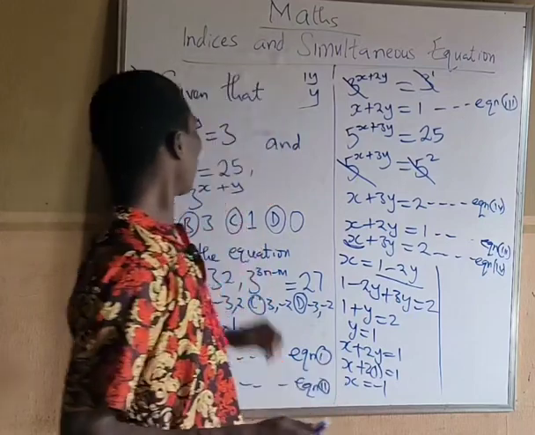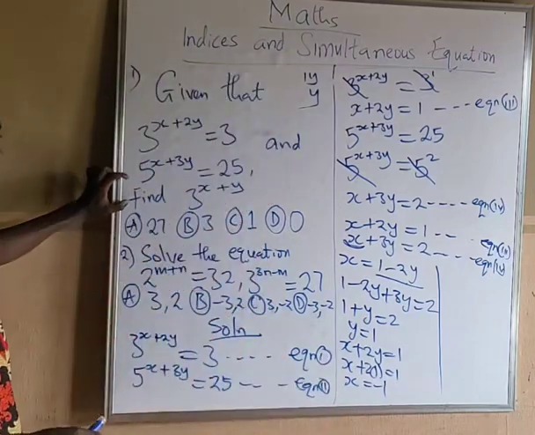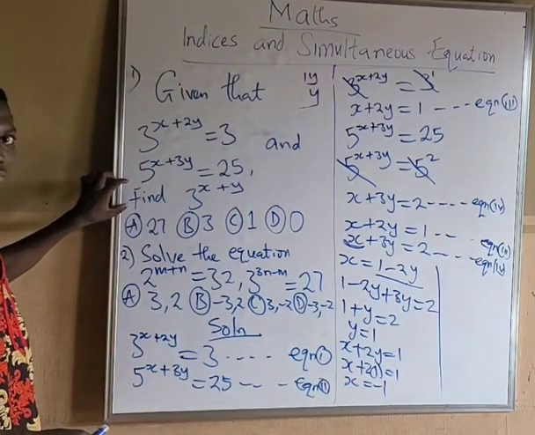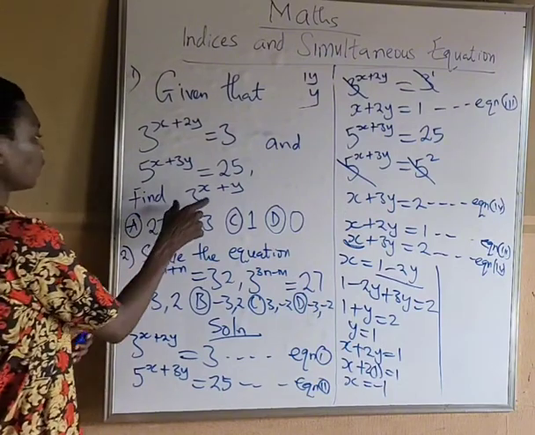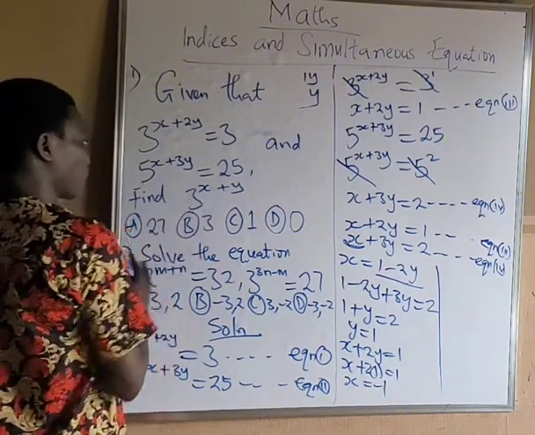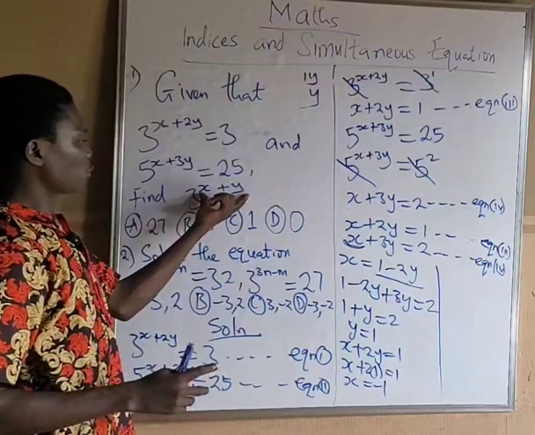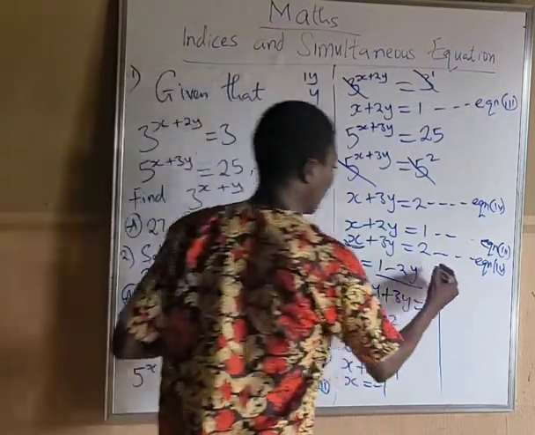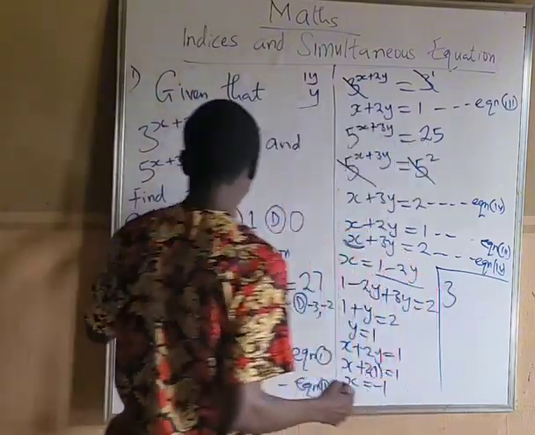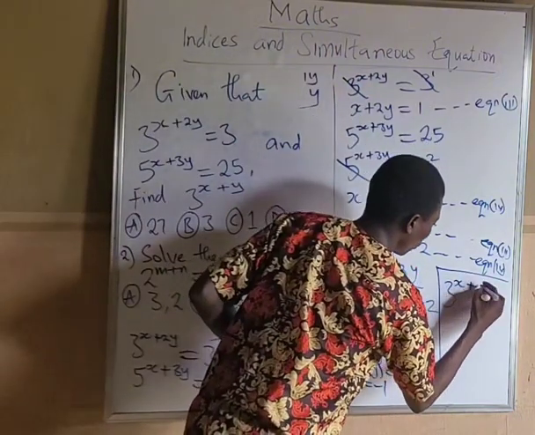But what does the question ask us to find? This is what the question asks us to find. So now we have gotten the value of x and y. We can then substitute them into this to get the final answer. So from here we have 3 raised to the power of x plus y.